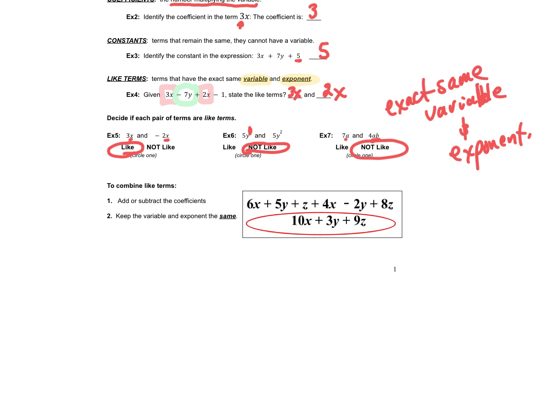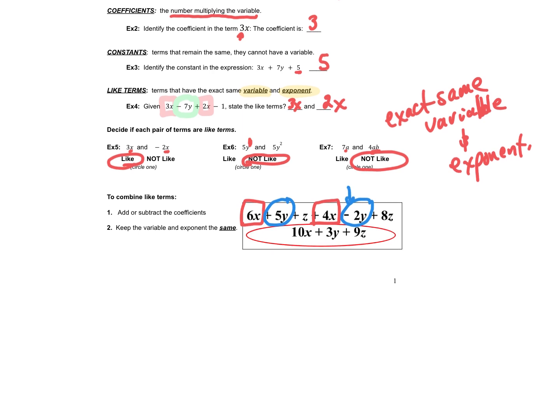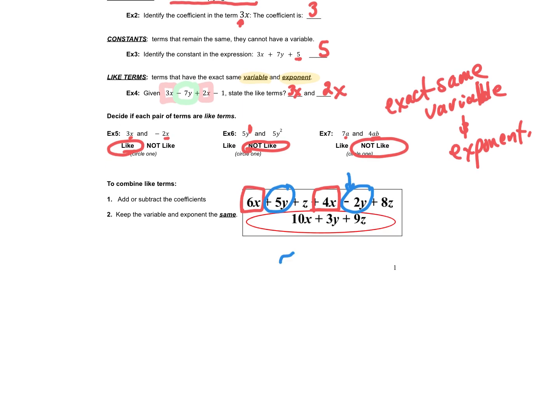In order to be like terms, you want to look at the variable and the exponent. So 6x and 4x would be like terms. I'm identifying these as like terms. And again, I would circle the sign in front of it, because then you know it's 5y plus a negative 2y, which is 3y. And then the last one is z, in 8z. This is technically a 1z, so 1 plus 8 gives you 9.